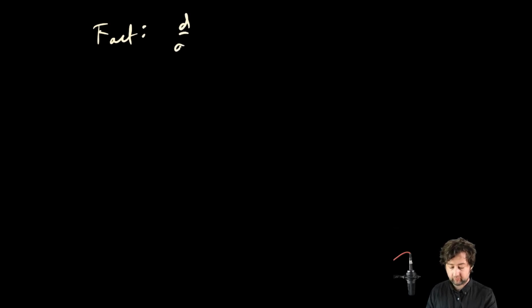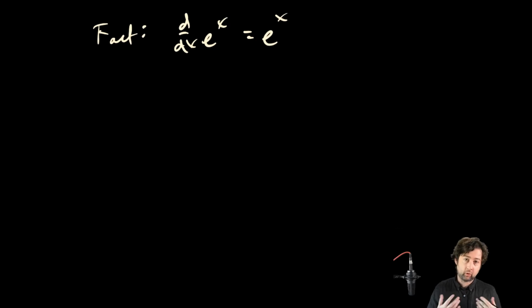The property probably most striking about the function e to the x is that the function is its own derivative. So it's a fact that the derivative of e to the x is equal to e to the x. In fact, it's the only function that has that property. So let's actually see if we can show that. So why should that be true? Well, let's use logarithmic differentiation, right? So we're going to use an implicit differentiation here.